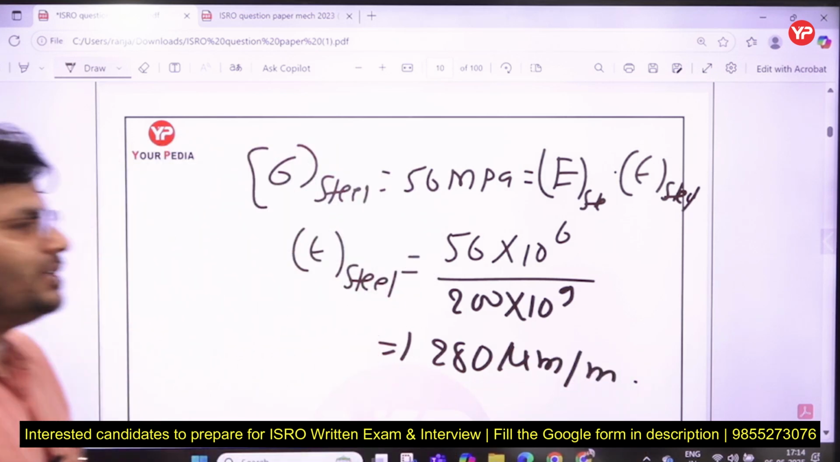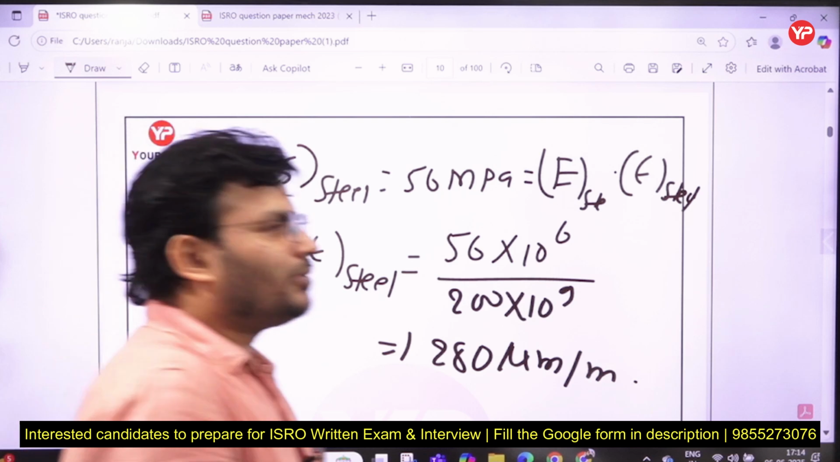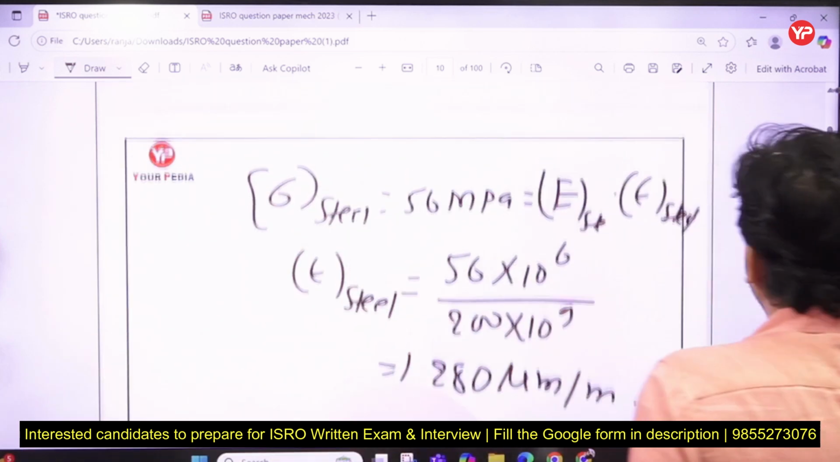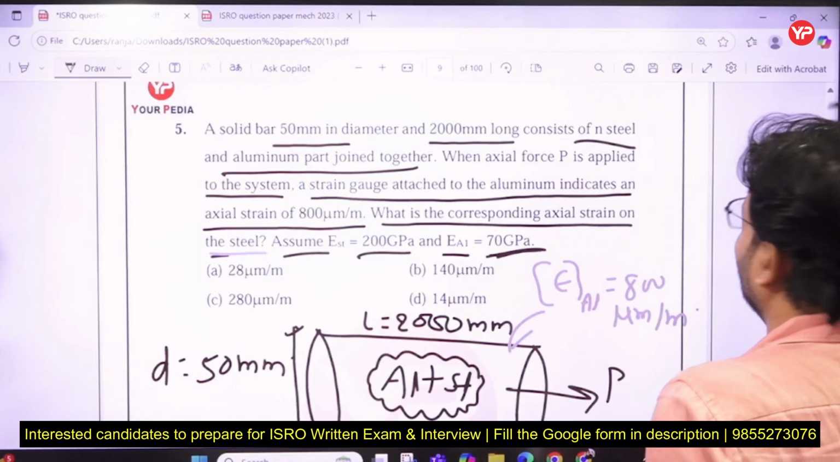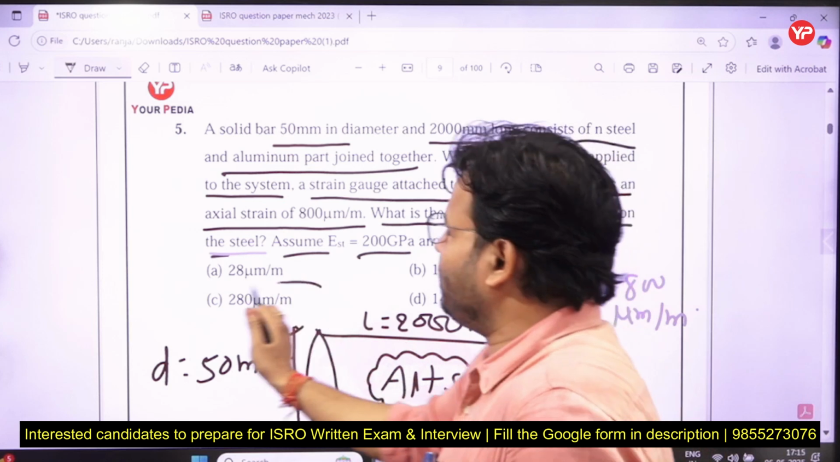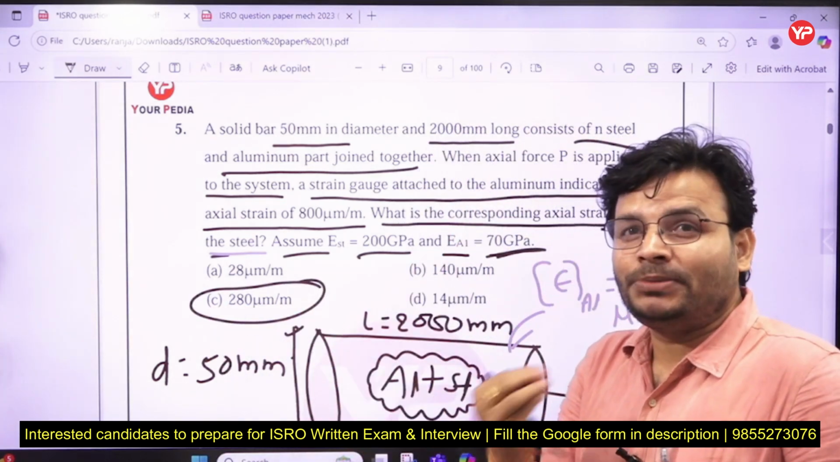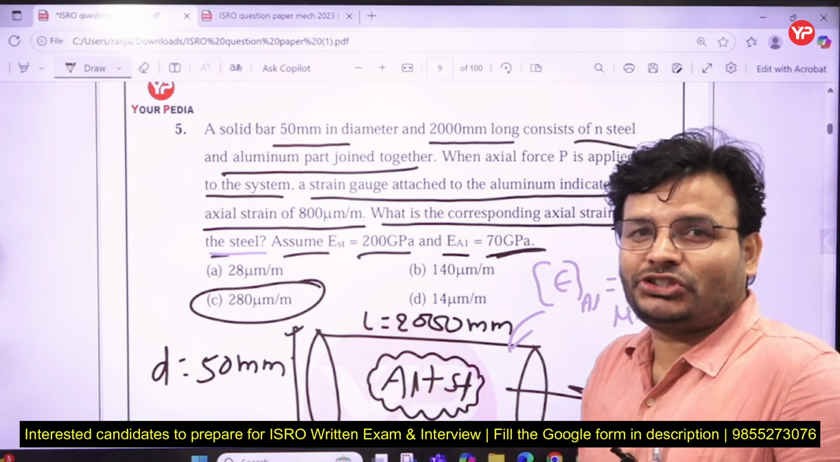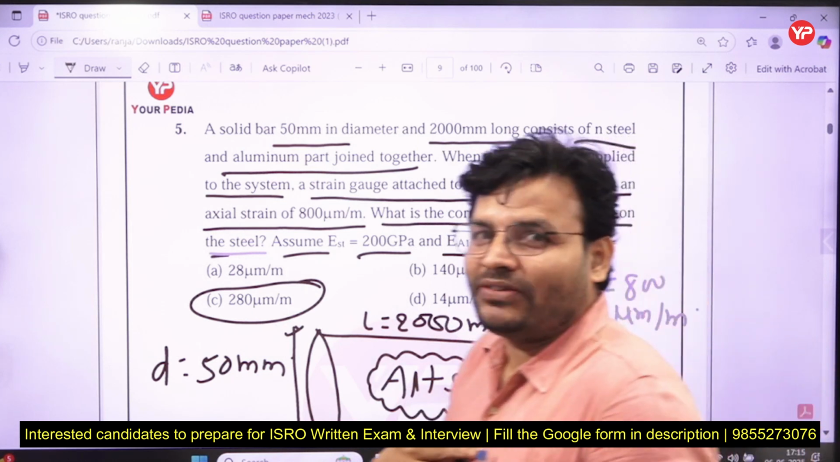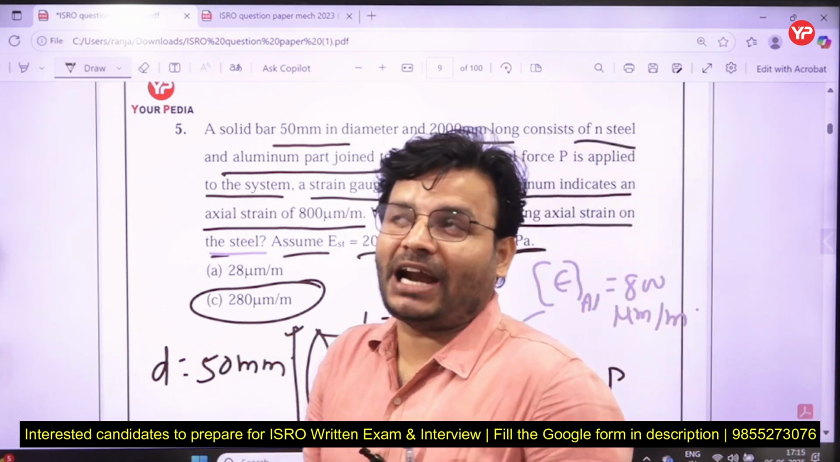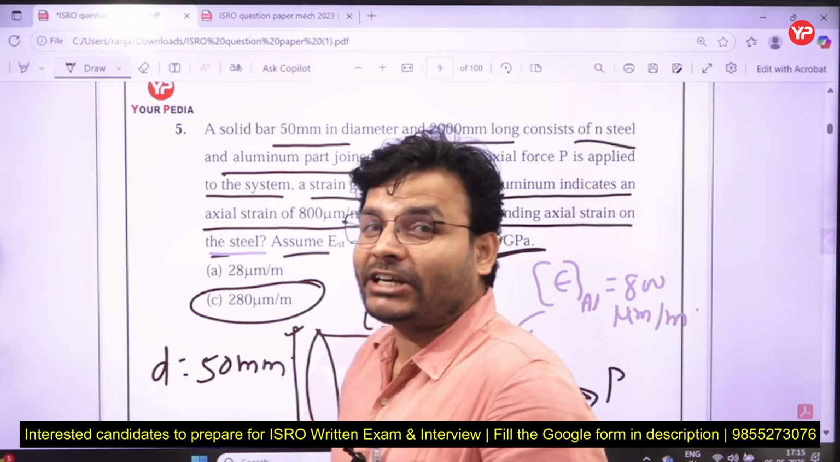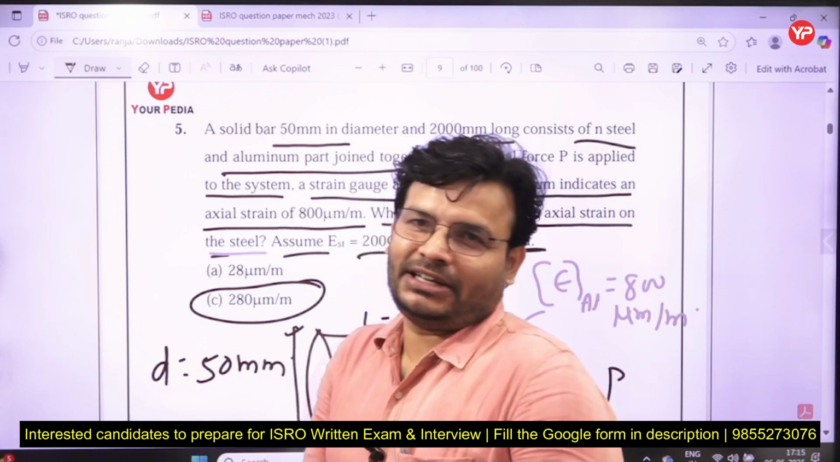280 micrometer per meter. So it was an easy question. You have to be brief on your concept. Don't be afraid just by reading the question. Sometimes it happens, my dear friends, a student is just afraid by reading the question. You have to improve on that. Just read the question, believe in the concept that you have read, and try to apply that concept rather than fear, thinking how can I do that, I don't know. Just think and then proceed.